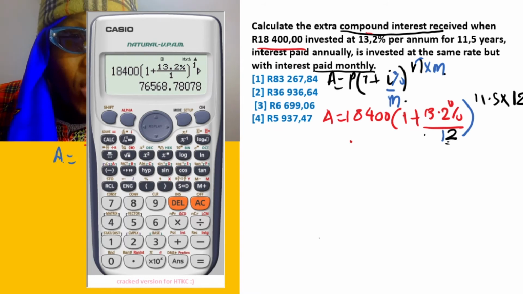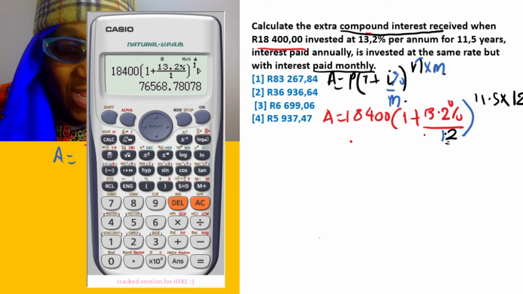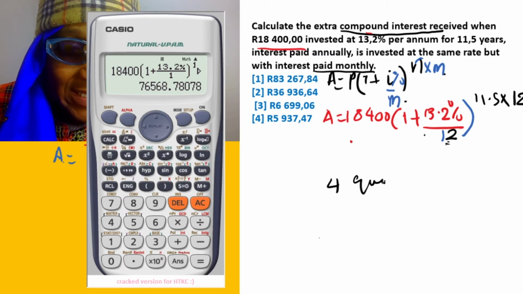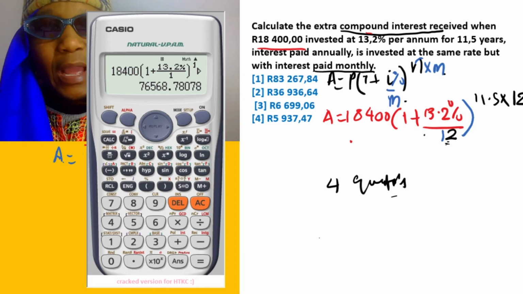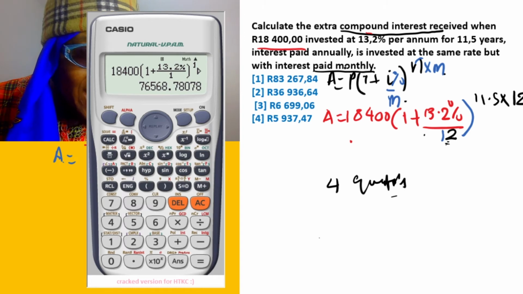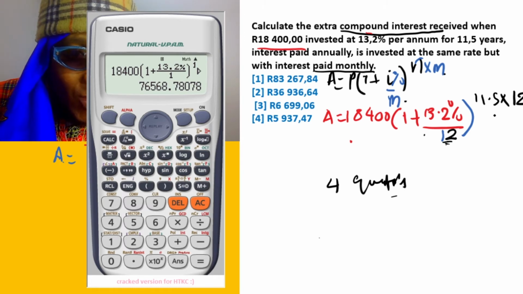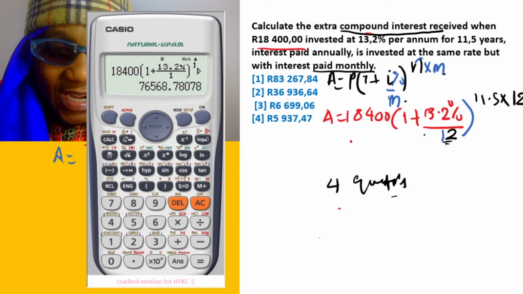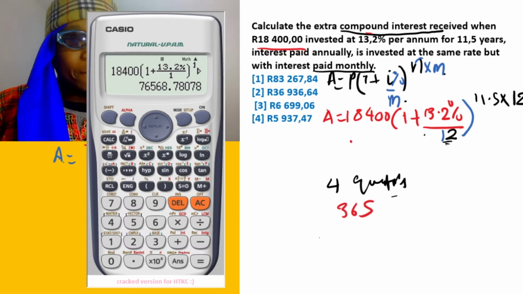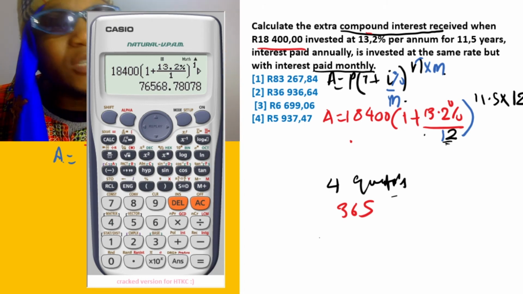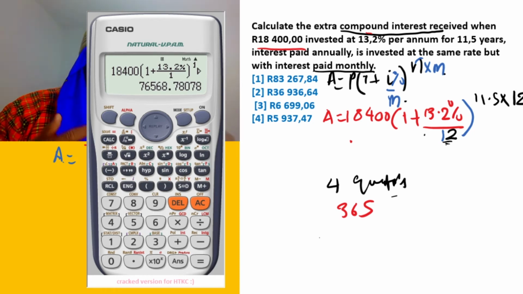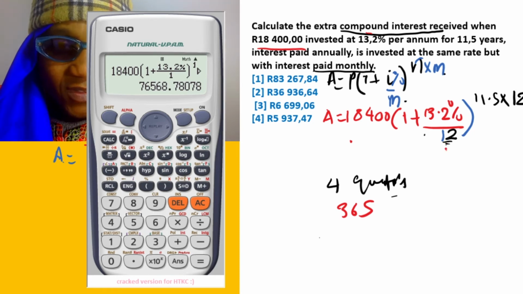Sometimes they might say it was compounded quarterly. Quarterly means instead of this, it's going to become 4, divided by 4 for quarterly. For daily, you ask yourself how many days in 1 year. If it was going to be daily here, instead of writing 12, I was going to say 365, because there are 365 days in 1 year. If they said it was compounded every 2 months, now you ask yourself, how many 2-month periods in 1 year? There are 6. So here it's just going to be 6, and here also 6.